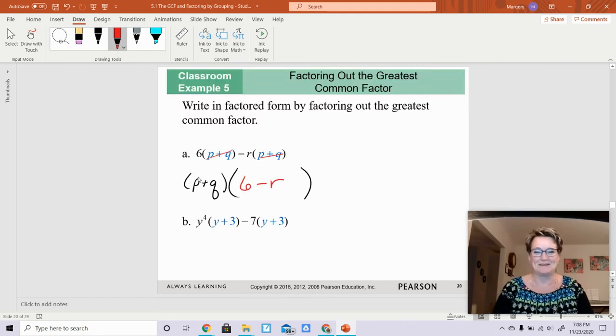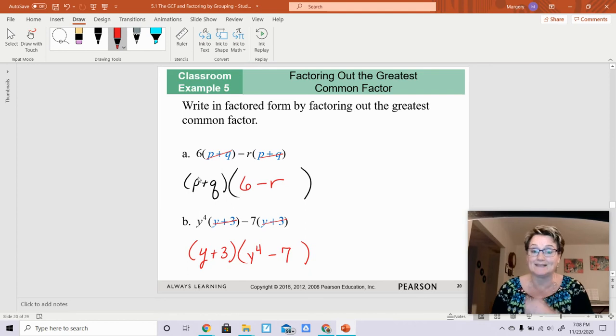Oops, the bottom one. If you notice they both have a y plus 3, that means that they both share a y plus 3. So I'm going to factor that out. Now, when I factor it out, this is gone, and all that's left is y to the fourth. When I factor this out of here, all that's left is a minus 4. Sorry, that's a minus 7.